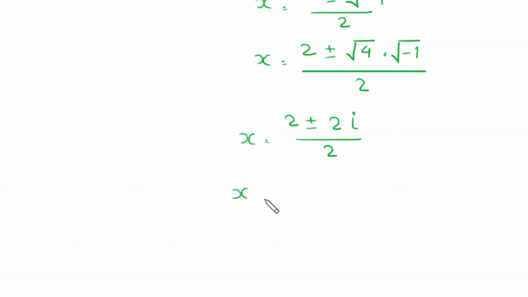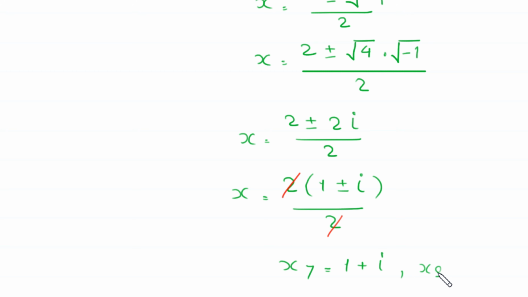Next, x is equal to, from the numerator we can factor out 2 as common factor, and in bracket we have 1 plus or minus i, divided by 2. Now this 2 will be cancelled out with this 2. From here we get two values of x: x7 is equal to 1 plus i, and x8 is equal to 1 minus i.